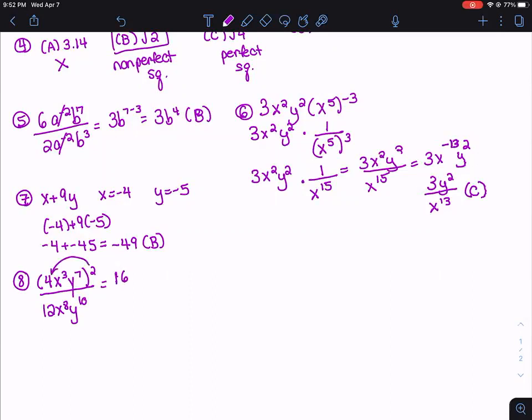So we're going to square everything first in the top, 16. This is going to be x to the 6th, y to the 14.